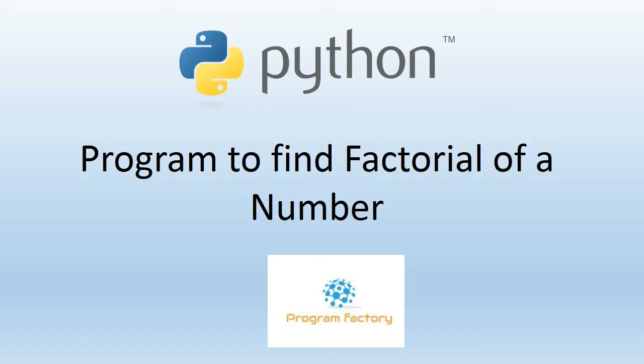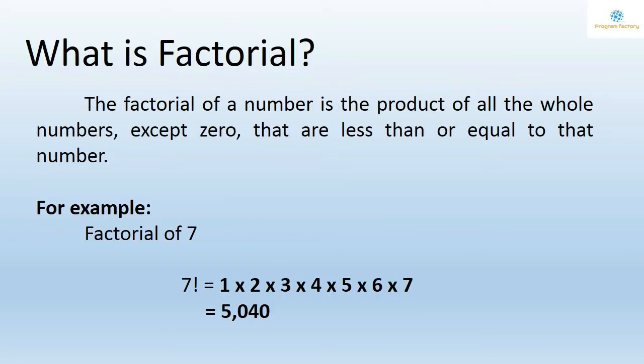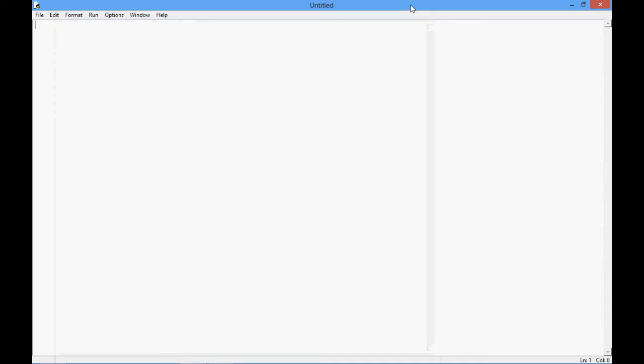In this video, I'm gonna write a little program to calculate factorial of a given number. Factorial of a number is the product of all the whole numbers except 0 that are less than or equal to that number. For example, to find the factorial of 7, you would multiply together all the whole numbers except 0 that are less than or equal to 7.